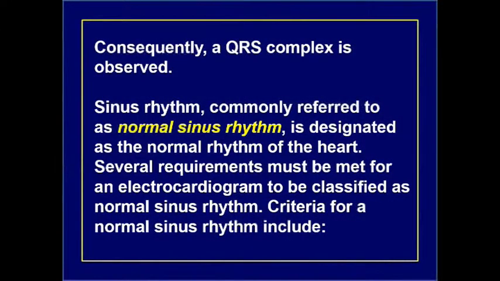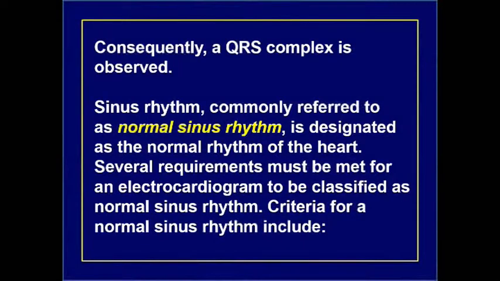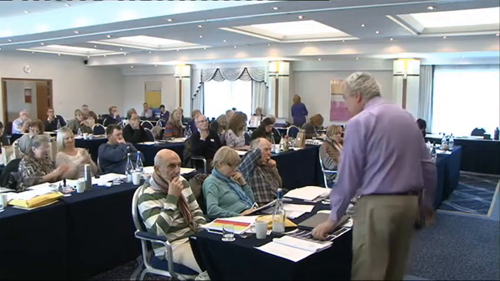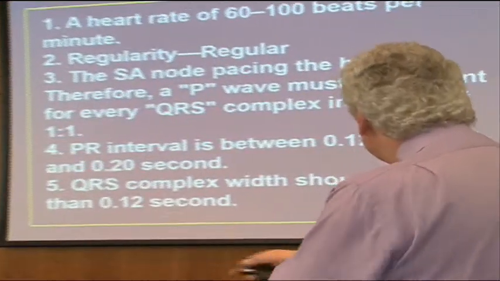Sinus rhythm, commonly referred to as normal sinus rhythm, is designated as the normal rhythm of the heart. Several requirements must be met for an electrocardiograph to be classified as normal sinus rhythm. Criteria for a normal sinus rhythm include a heart rate of 60 to 100, so a lot of variation, which is considered normal. So you can have a really fast heart or a relatively slow one and still be normal on the electrocardiograph. So we would expect anybody, when you feel the pulse and listen to the heart with the phonocardiograph, 60 to 100 would be considered normal.